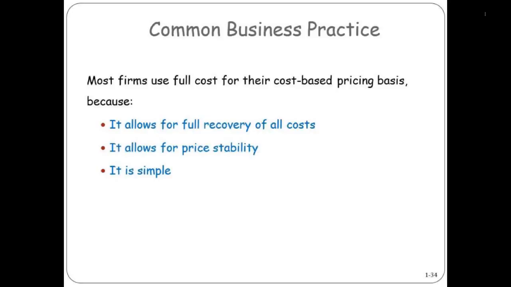Most firms will use full cost to make their pricing decisions because it allows them to recover all their costs. I mean, you could use variable cost and just have a bigger markup, but there's more risk to that. And it's simple because you have your full cost, because we all use absorption costing by definition because of GAAP.